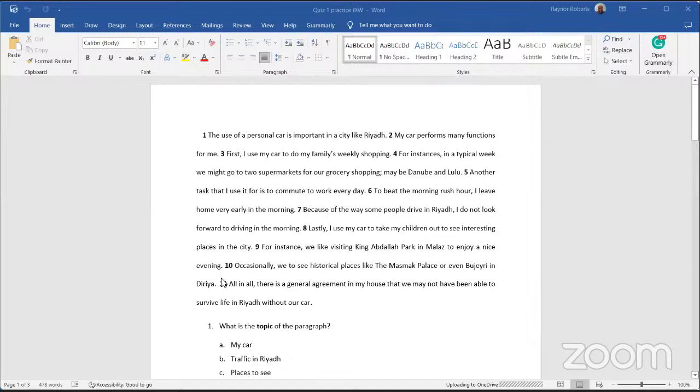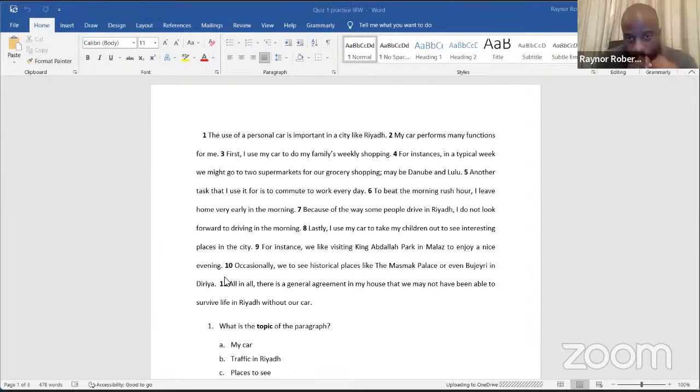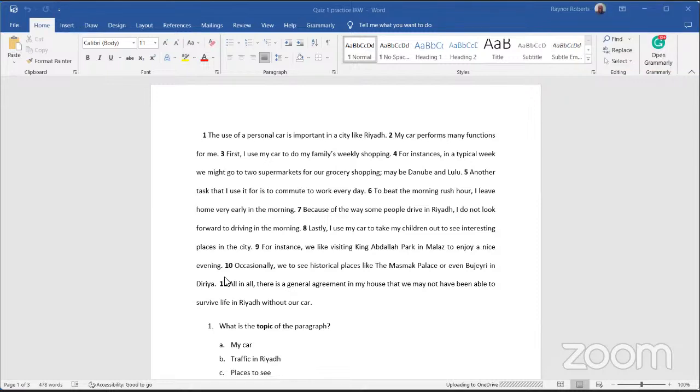So what's the first prepositional phrase? For instance? No, that's not a prepositional phrase. That's an introductory phrase. What's the first prepositional phrase? In a typical week. In a typical week, that's number one. What's the next one?